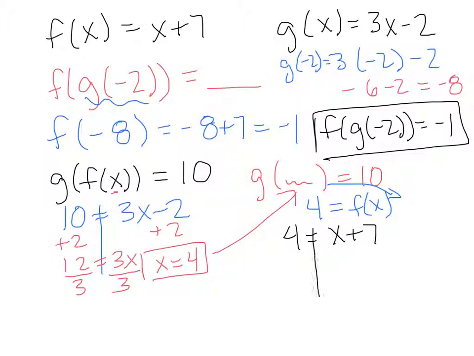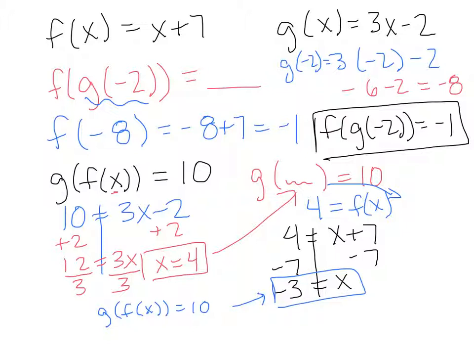Since it's linear, we can just go ahead and solve. So we get x equals -3. And that means that when g of f of x equals 10, x equals -3. And if you were to plug it back in, you would get that same solution.